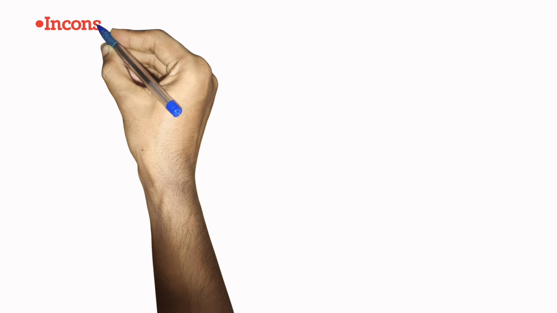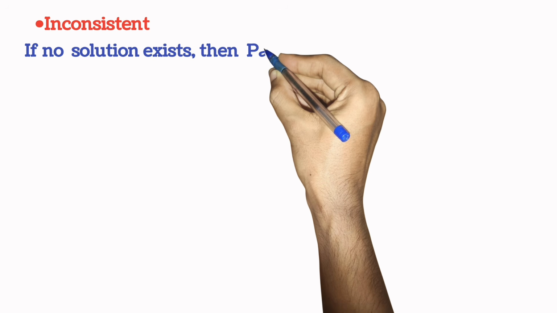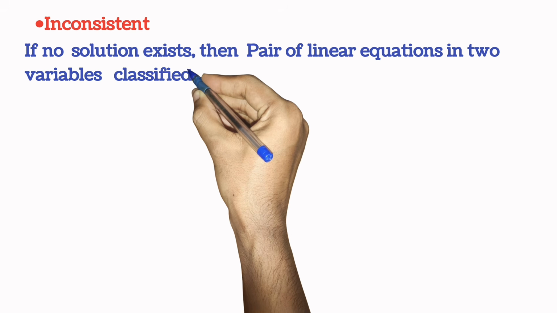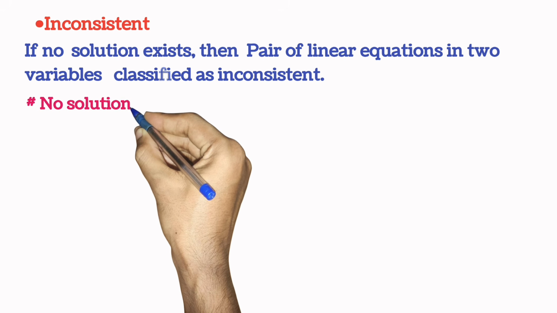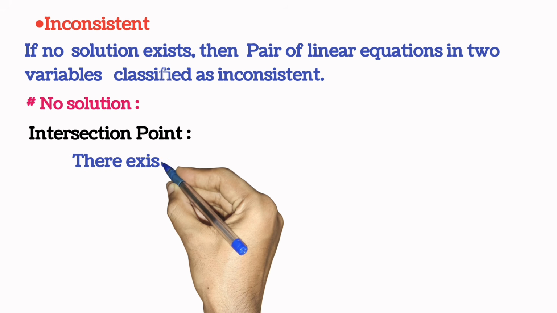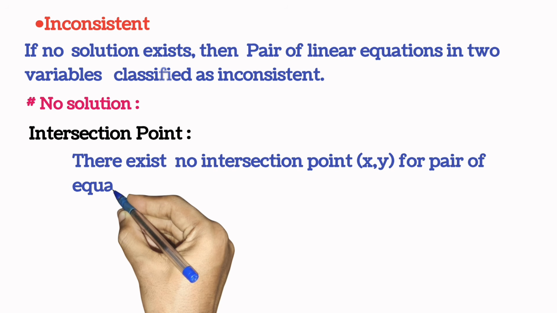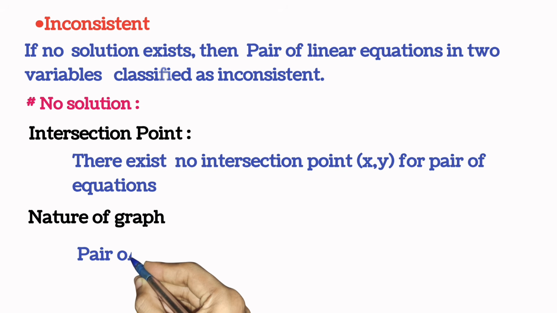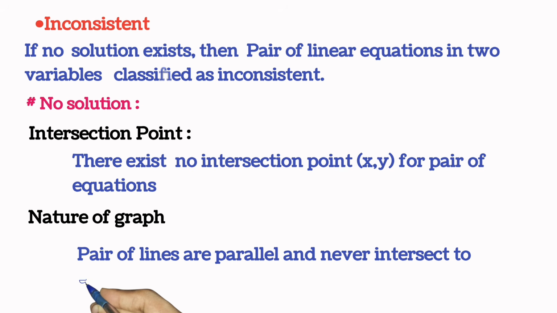Now look at the inconsistent pair. If no solution exists, then the pair of linear equations in two variables is classified as inconsistent. For no solution, there exists no intersection point x and y for the pair of equations. Nature of graph for no solution: the pair of lines are parallel and never intersect each other.